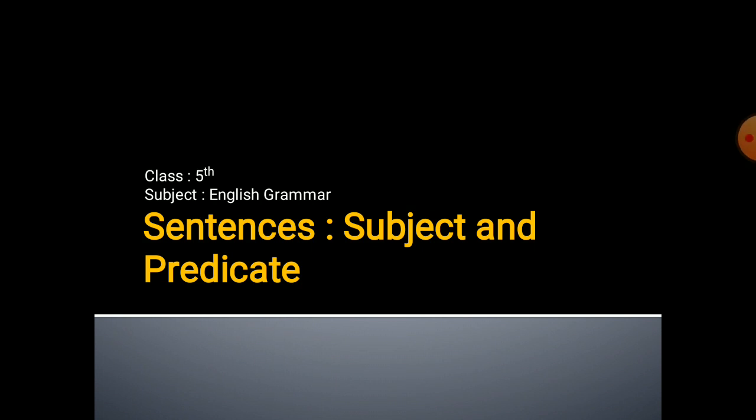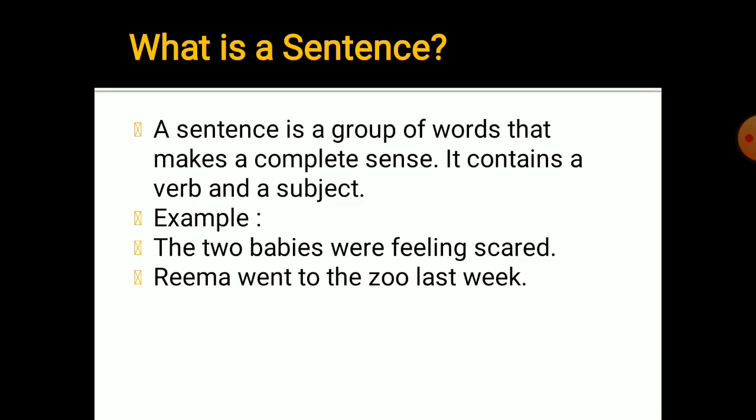Children, in our previous video, we have learned about what is a sentence and what are different types of sentences. So today in this video, we will learn about subject and predicate. Before we start with subject and predicate, let's revise again what is a sentence. A sentence is a group of words that makes a complete sense. It contains a verb and a subject.